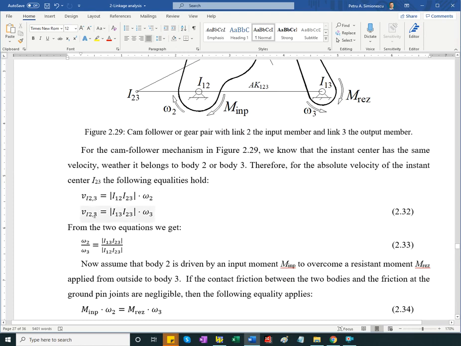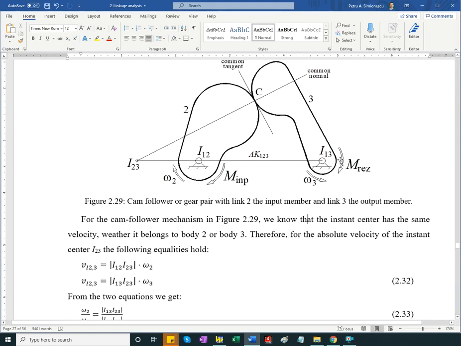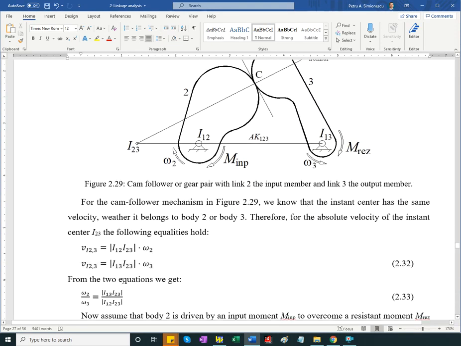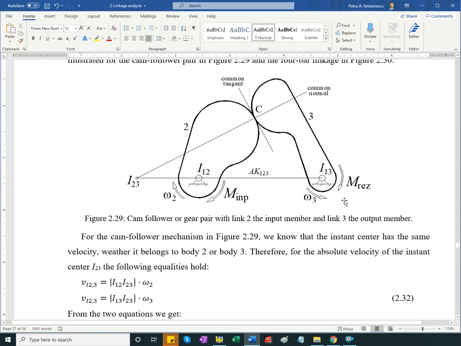So we take these two equations for the velocity of the instant center. We agree that this is the same, and it gets us the angular velocity ratio, input angular velocity over output angular velocity. It's the ratio of these distances, which can be measured on the drawing. So this approach allows us to calculate the velocity of the output body 3, that is omega 3, given omega 2, for this considered configuration of the system, which allows us to draw the common normal.